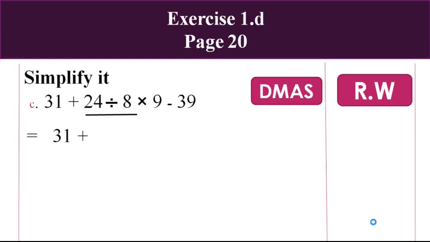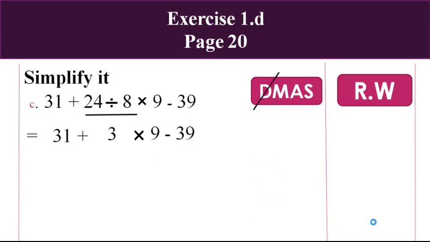plus. 8 times 3 is 24. I have to write 3 under the sign of division. Why? Because I have solved this operation. The rest of the question remains the same: multiply by 9 minus 39. So we are done with the division sign.